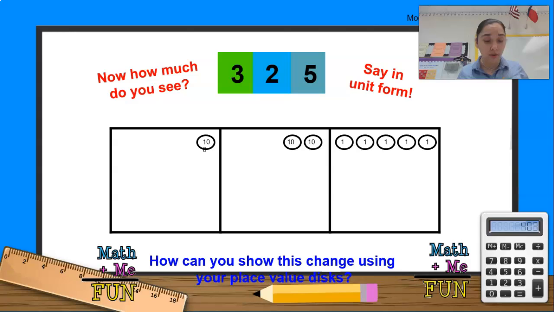So now I want to change the hundreds to 325. I want you to think and I want you to look at it. How much do you see here? Get ready. Yes, 325. But think, how can you show this change using the place value disks? If you said to add more hundreds, you're absolutely right. Let's add the 200, boys and girls.